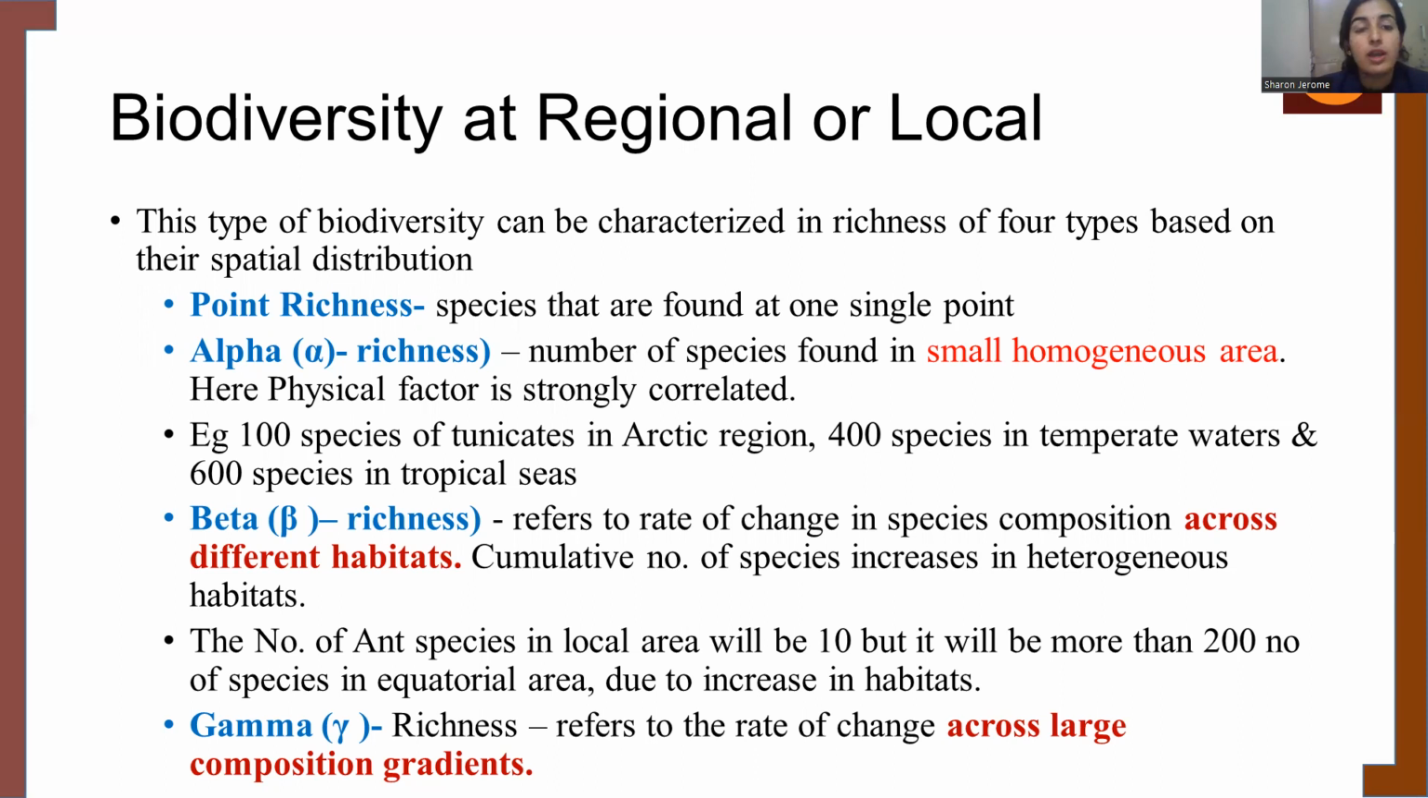When we talk about alpha richness, it is the species diversity or species richness in an ecosystem. It is a small scale measure. Beta refers to the species diversity between two ecosystems or communities. Here, the measurement is on a large scale. And gamma describes the biodiversity in large geographical areas. So this is how, on the basis of richness, it is divided.